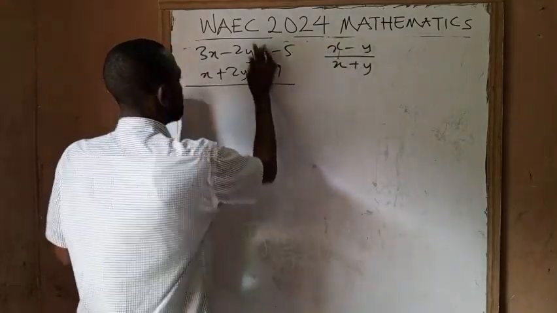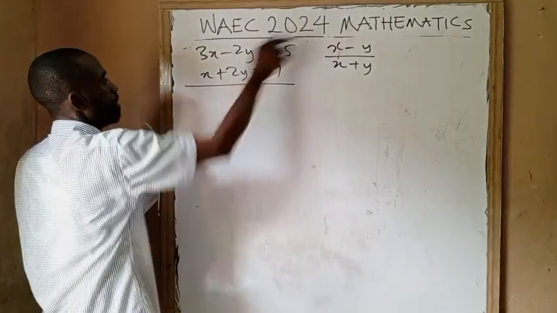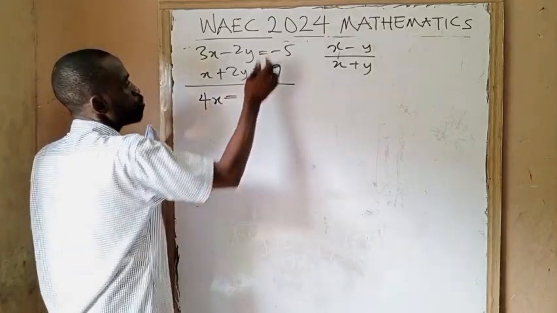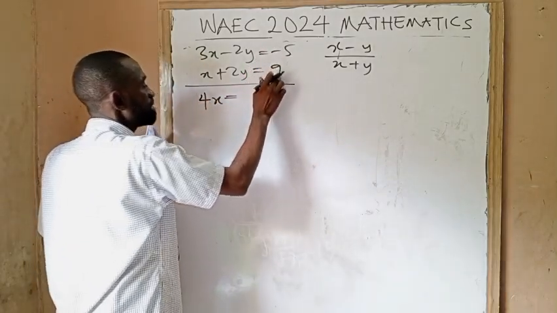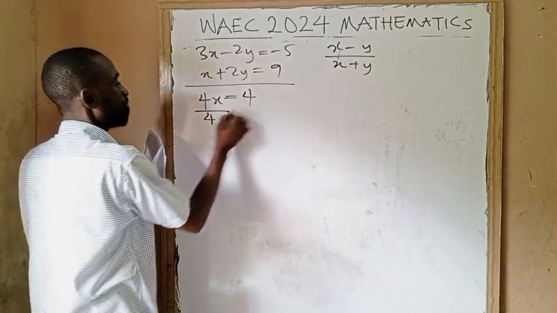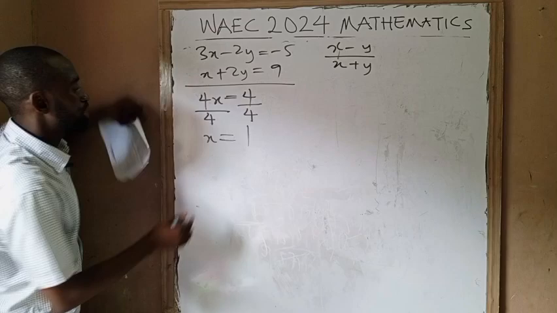So here, simultaneous equation, let us get the value of our x and y first. Minus 2y plus 2y will cancel out. 3x plus x will give us 4x. 4x equals minus 5 plus 9, which is 4. Divide by 4, and our x will give us 1. So if x is 1, what's our y?